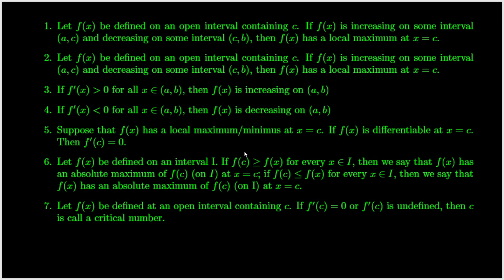I was trying to motivate the following conclusion. You look at item number 3, okay? Item number 3, so try to understand the meaning. If the derivative is always positive, greater than 0, for all the numbers on some interval, then the function is increasing on that interval. It means the graph of the function is going uphill. So does that make sense?